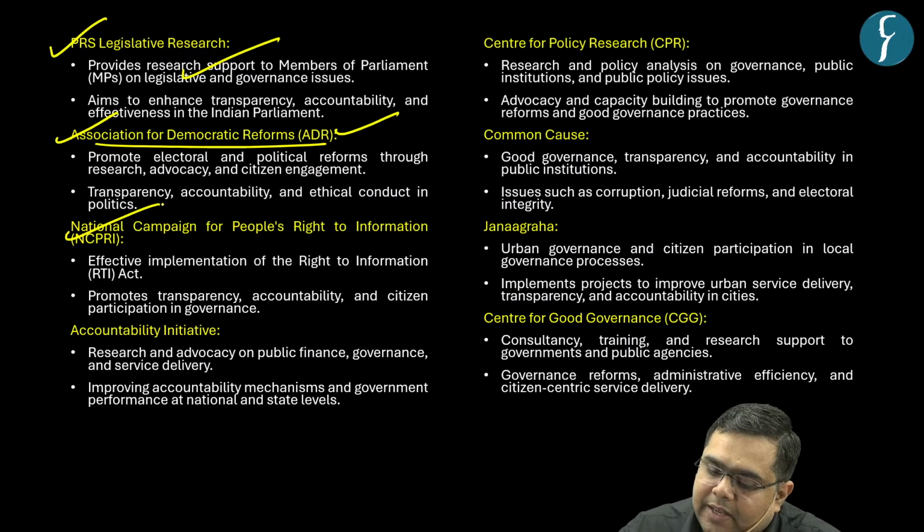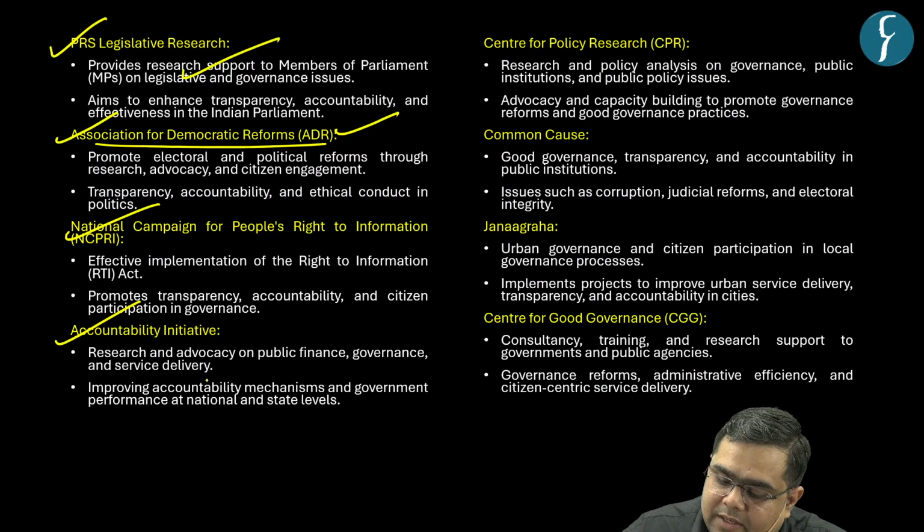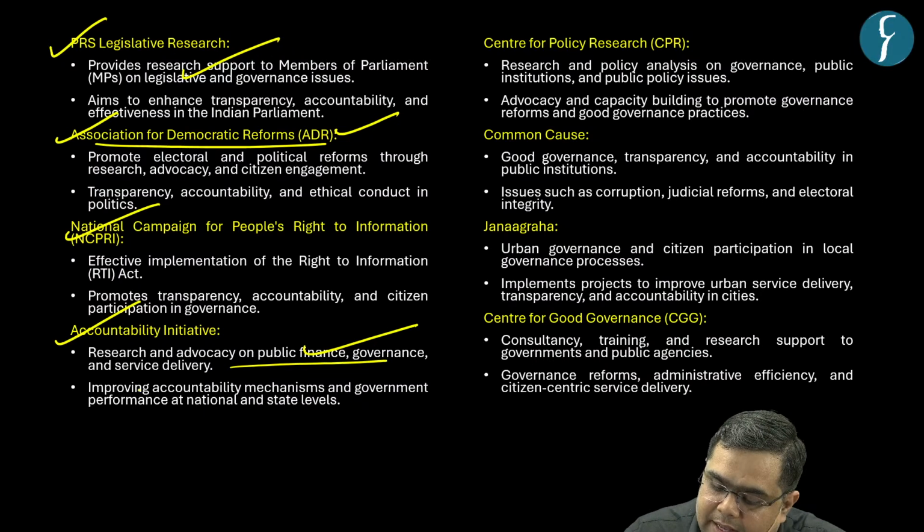Then NCPRI, that is the National Campaign for People's Right to Information, has specifically worked for transparency in government and better implementation of the RTI Act. Then Accountability Initiative is an NGO which provides research and advocacy for public finance and governance.